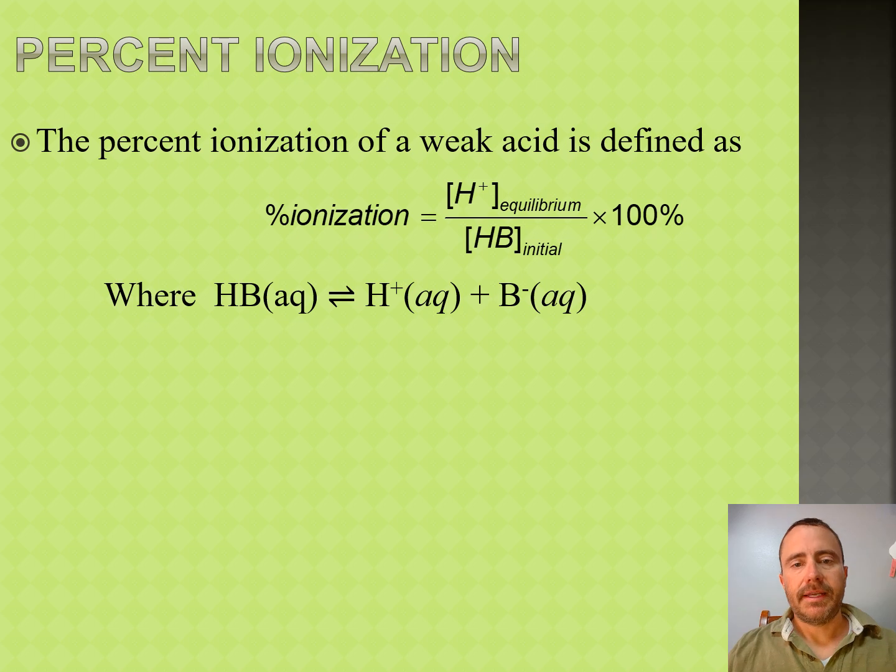So the percent ionization can be calculated as shown here: it is the H plus concentration at equilibrium divided by the initial amount of weak acid that you started with. Then we multiply that by 100 in order to get a percentage. Again, this is where we have our generic equation here, so whatever we have for our weak acid, we could plug in there.